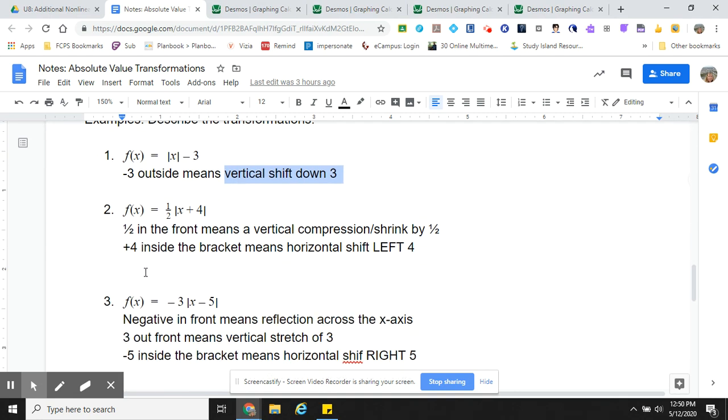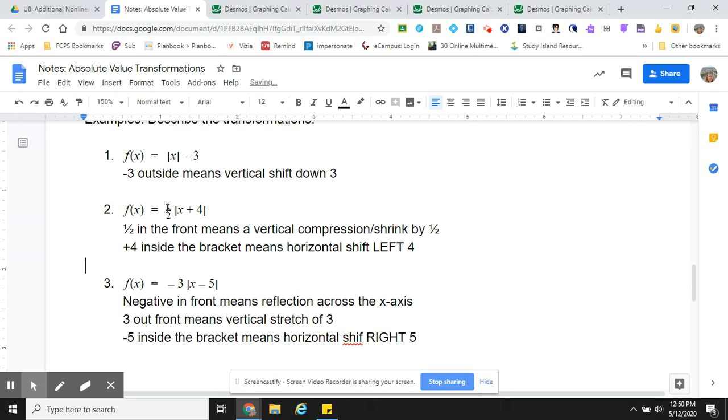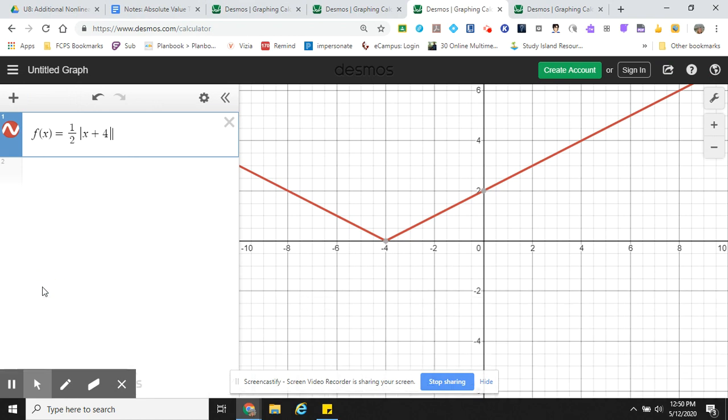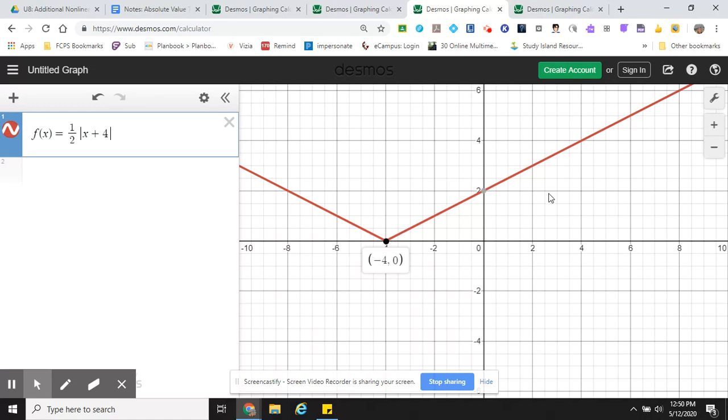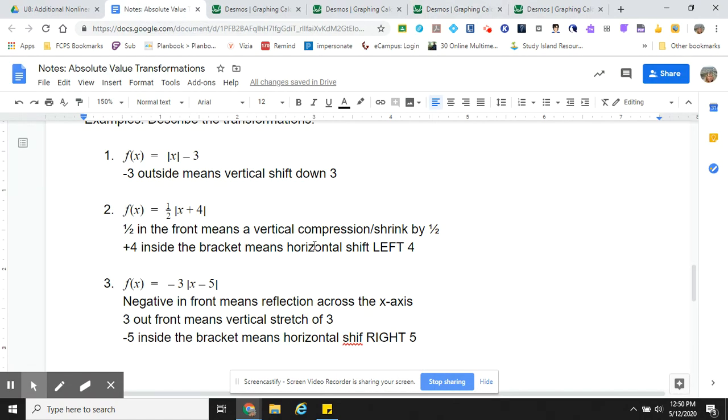Okay, down here for the second example, you will have the 1/2 out front and then the plus 4 inside the bracket. So if you look over here where I typed it in, the 1/2 out front and the plus 4 inside the bracket. Remember, f of x is the same as y equals. So the plus 4 moves it left 4. So it puts my vertex right there, just left 4. There's no up or down here. And notice what it did to the shape of it. Here's my parent function. Here's my new function. It made it way wider. And remember, wider is a vertical compression or vertical shrink. You can use either word here, by a factor of 1/2.